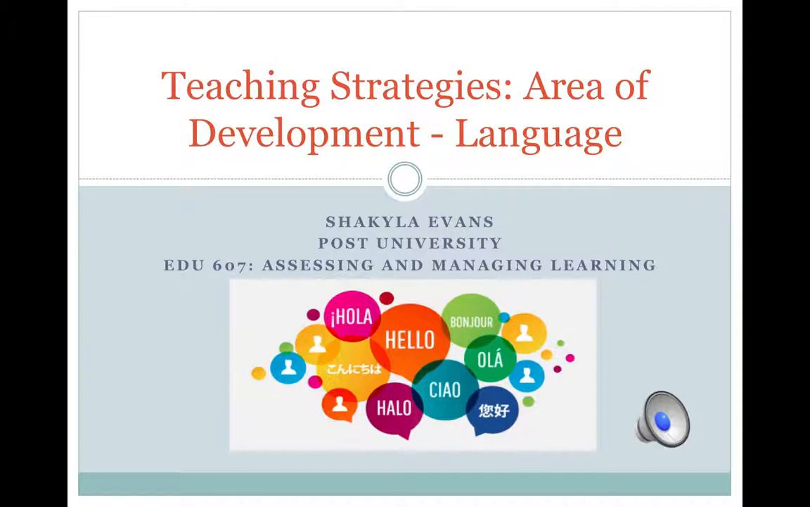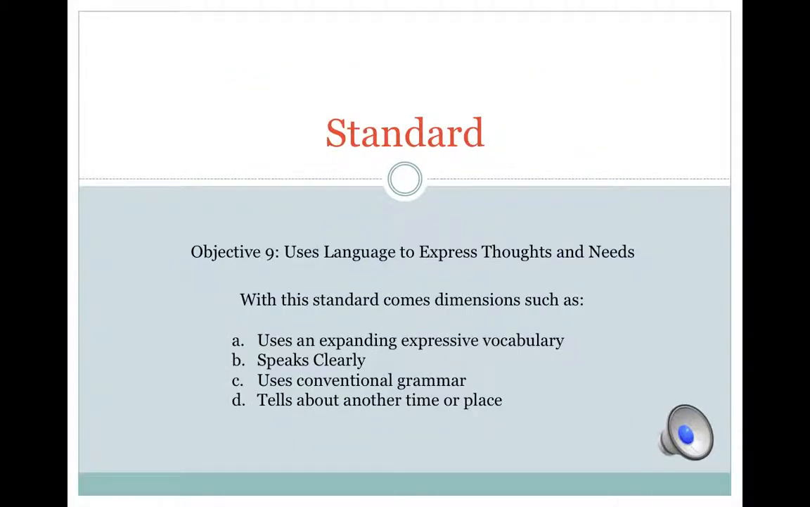I decided to do my presentation on teaching strategies in the area of development for language for toddlers. The standard that I will be assessing is Objective 9: uses language to express thoughts and needs. With this standard comes dimensions such as A, uses an expanding expressive vocabulary, B, speaks clearly, C, uses conventional grammar, and D, tells about another time or place.